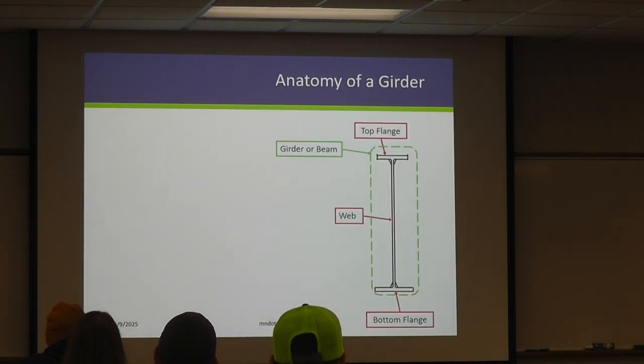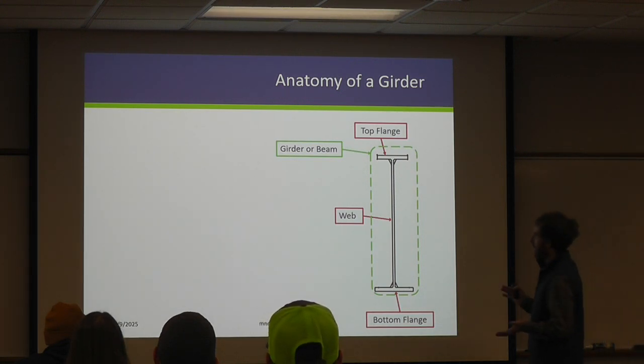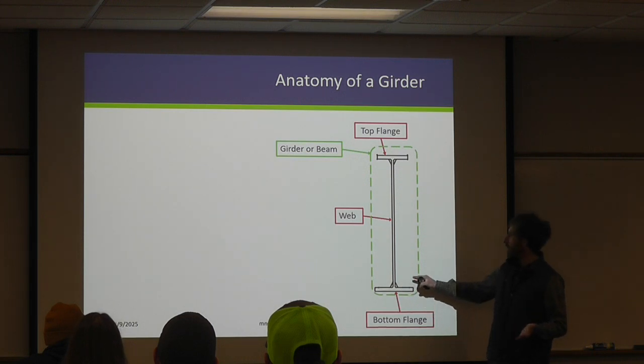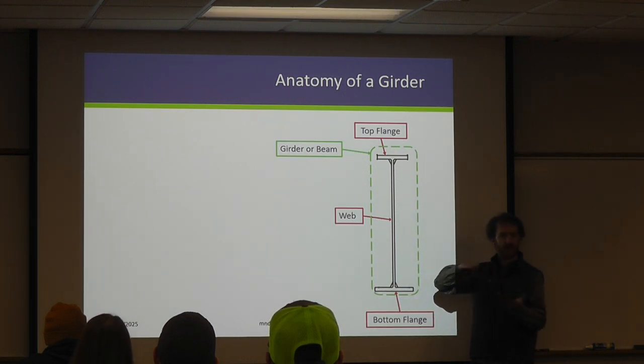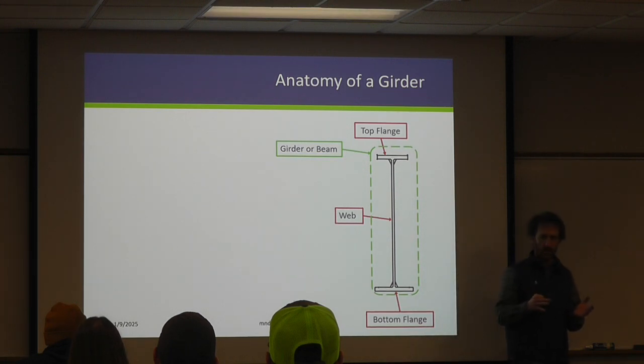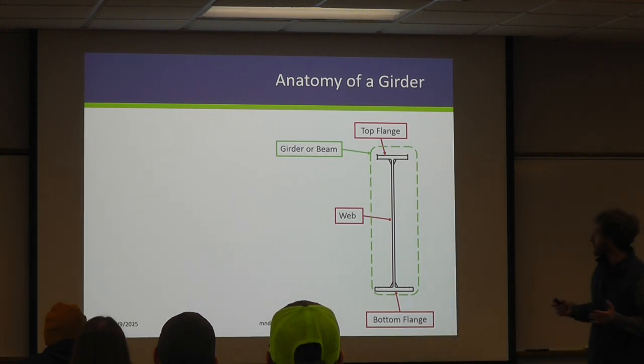So there's your basic introduction. Let's get into the anatomy of a girder so that we can all speak the same terms. Now I'll use girder and beam kind of interchangeably. In Minnesota, generally, a girder is a welded up member. So we're taking a lot of individual plates and welding them together. Where a beam is an element that's all rolled out of a single piece of steel.